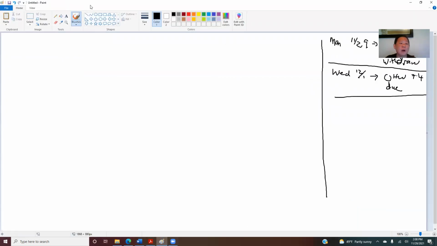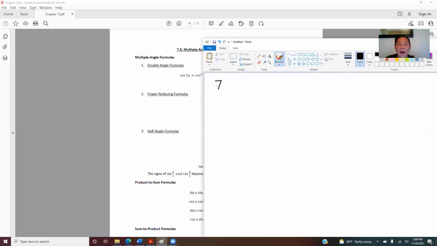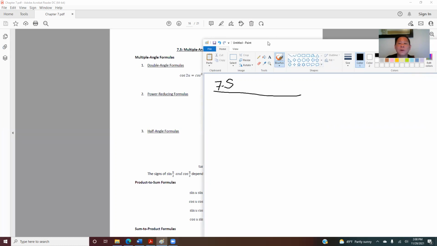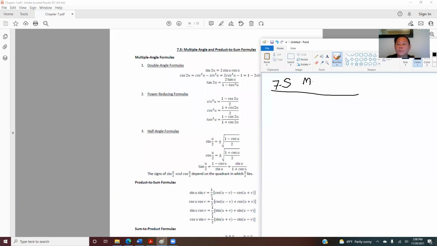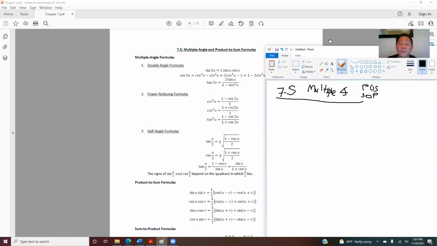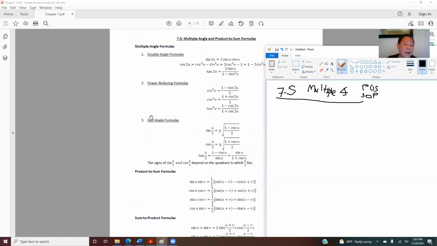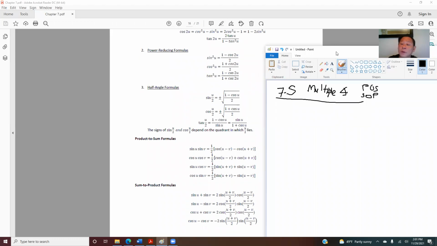So today we will talk about 7.5, which we call multiple angles, and also sum to product and product to sum. So POS, SPO. There's a shortcut for these formulas. There are a lot of formulas in this 7.5 section: double angles, power reducing, half angles, product to sum, and sum to product.